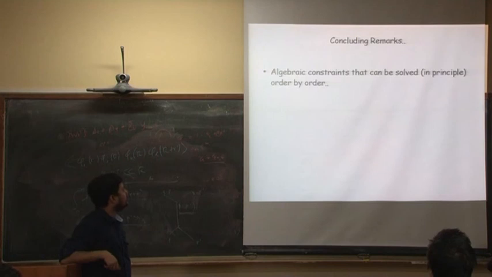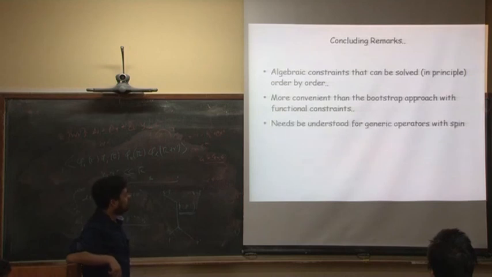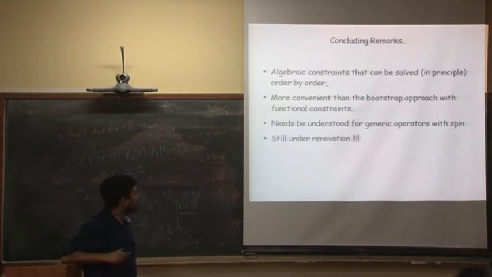Even if algebraic, the constraints that Polyakov has, a lot of them, it's a very complex set of complicated equations, can be solved order by order, and it is more convenient than the bootstrap approach with functional constraints. It needs to be understood with operators for generic spin, and with much more detail with what is going on there. I will also include Shiraz's questions and your questions in that. But we can learn more about it, and it's still under admission.